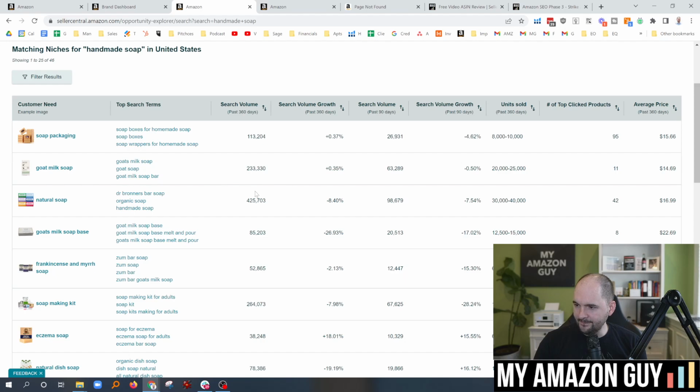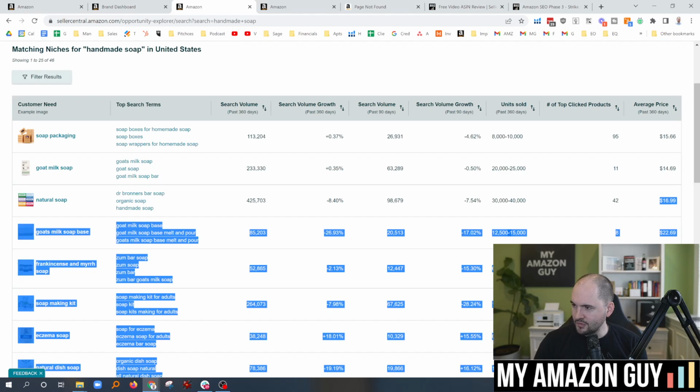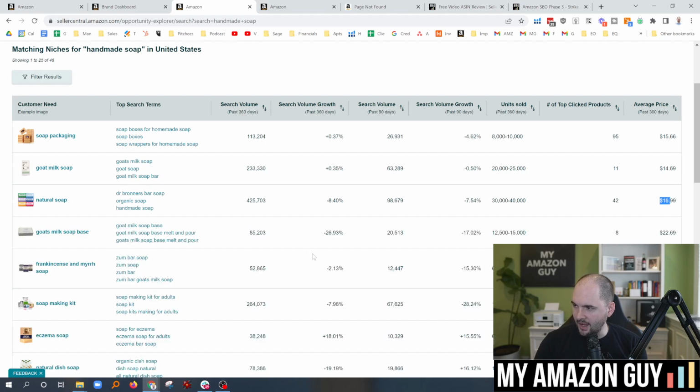And on the right, we can see the search volume past 360 days, 425,000 search volume. That's a lot. Is it going up or down? We see a negative there at negative 8%. The search volume past 90 days, 98,000. Then search volume growth. And as we scroll to the right, number of top clicked products at 42, average price at $16.99. So now the question is, what happens if I were to click on one of these products or one of these search terms?